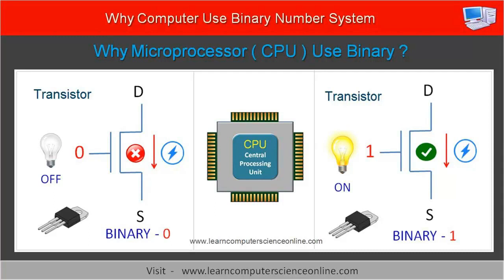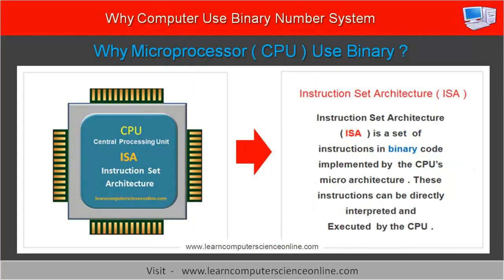Now, let us summarize the conclusion. The computer uses binary number system because the processor inside the computer can execute only binary commands. The microprocessor chip implements a microarchitecture in terms of instruction set architecture. The instruction set architecture is a set of binary commands that the processor chip supports. And these commands are hardwired into the processor chip.